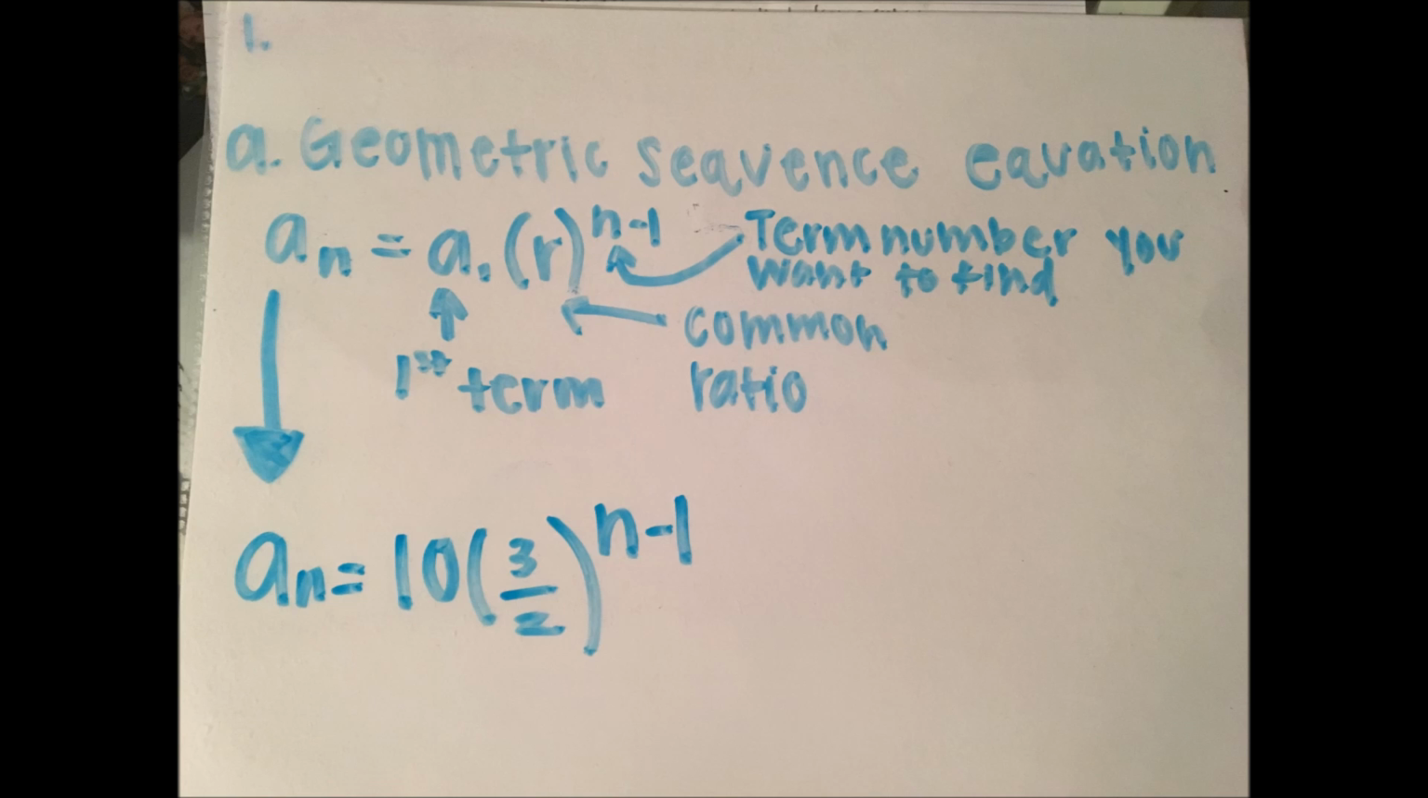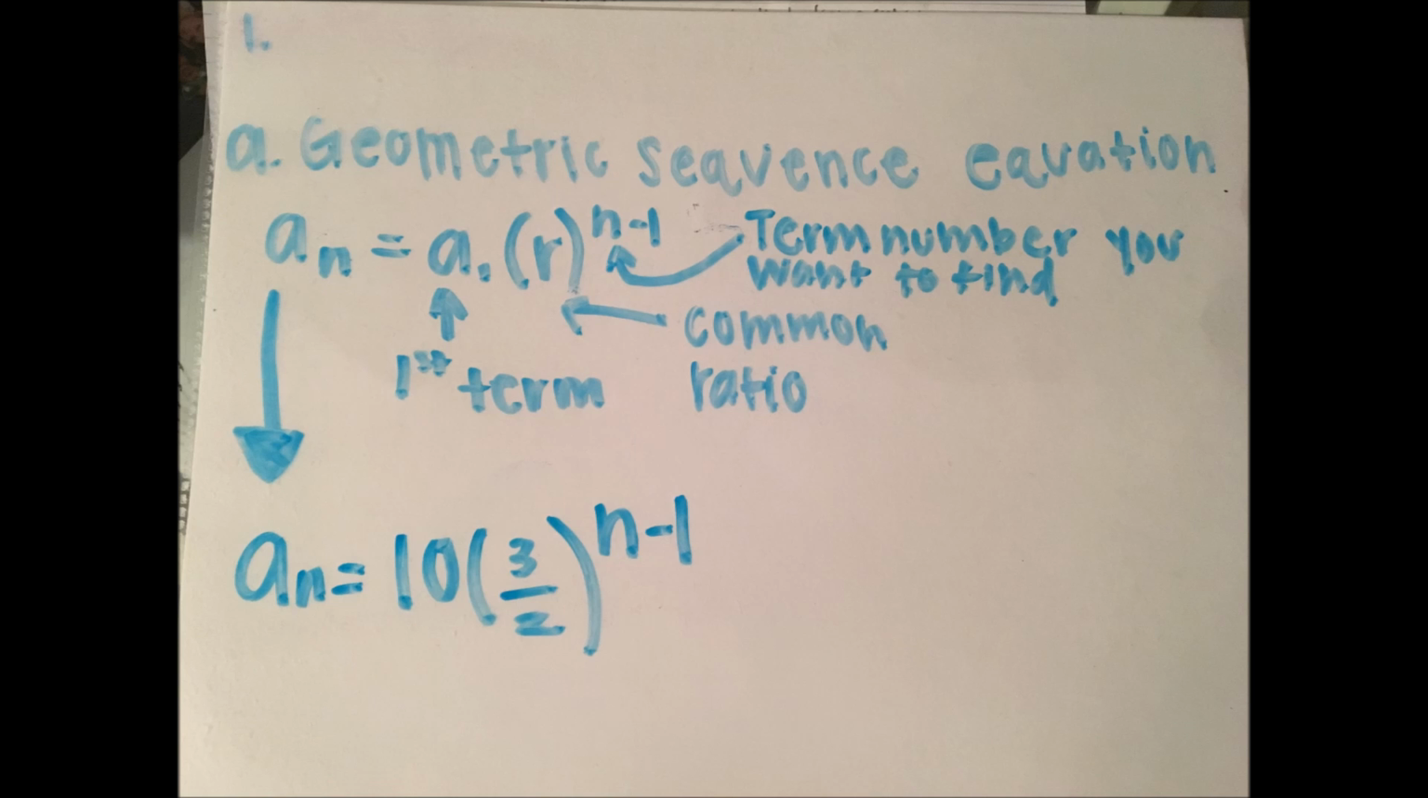For the first question, what you need is the geometric sequence equation, which is a sub n is equal to a sub 1 times r to the n minus 1, where a sub 1 is the first term, r is the common ratio, which can be found by dividing the second term by the first term, and n is the term number you want to find. And so in order to answer this question, all you need to do is plug in the numbers that were given to you in the situation.